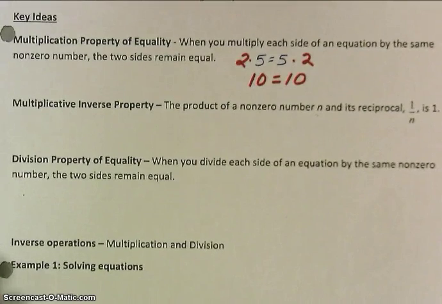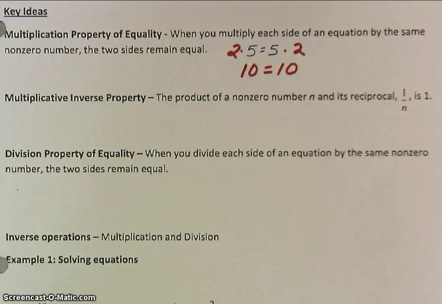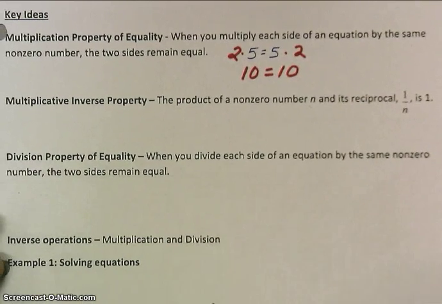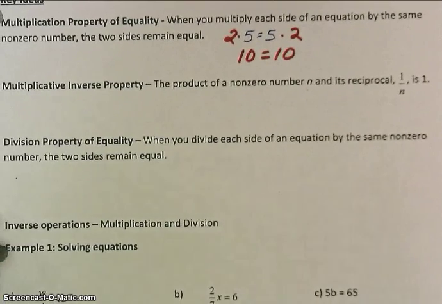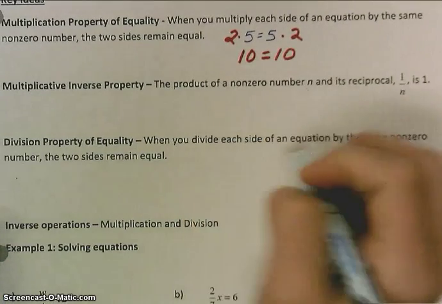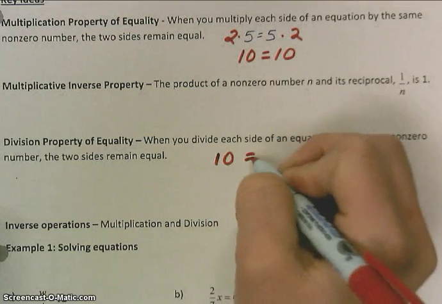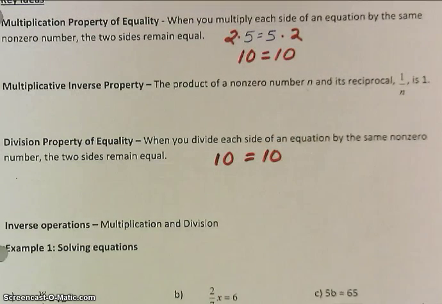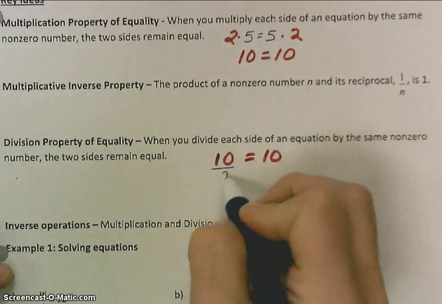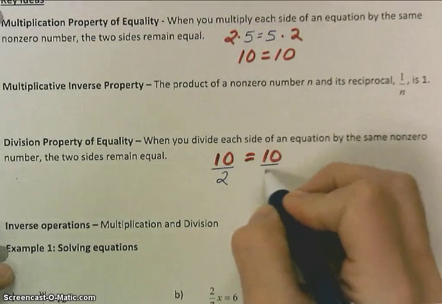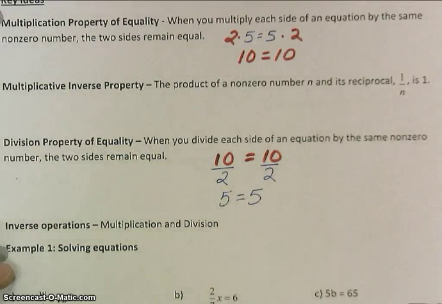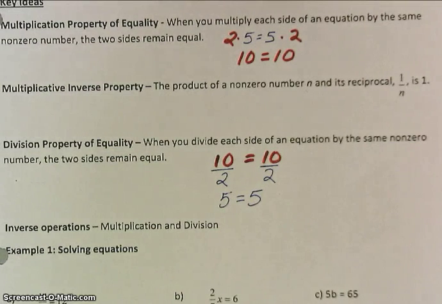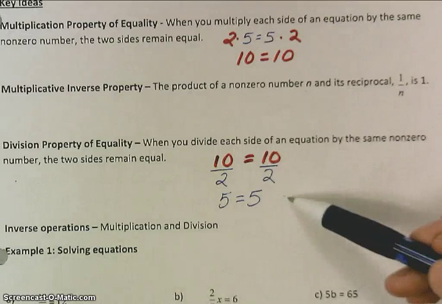Let's quickly talk about the division property, and then we'll come right back up to the inverse. The division property says when you divide each side of the equation by the same non-zero number, the two sides remain equal. So if I start with 10 equals 10, and I divide both sides by 2, now I get 5 equals 5. So once again, the equality remains true. They are still equal to each other.